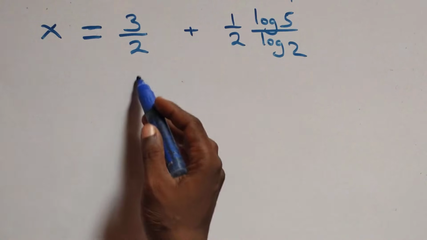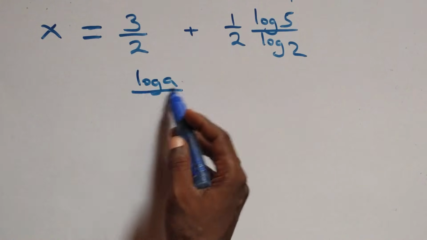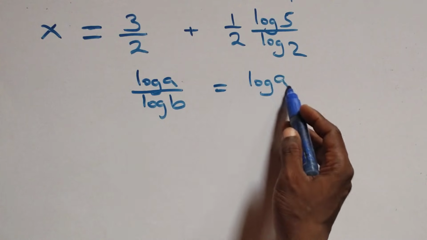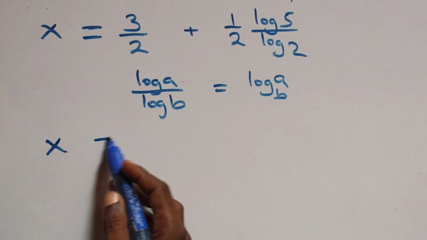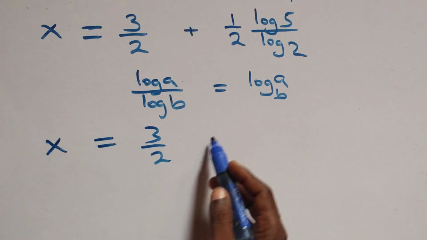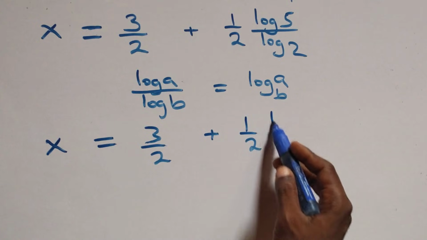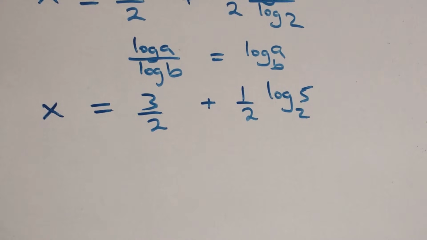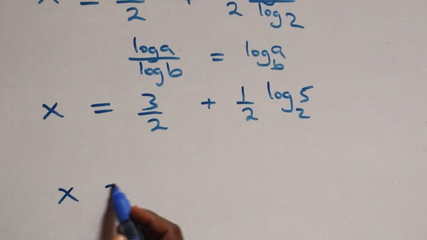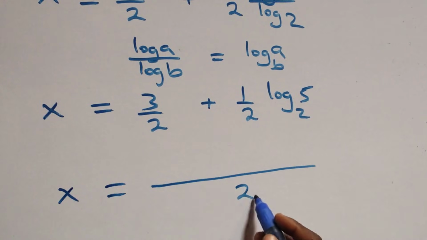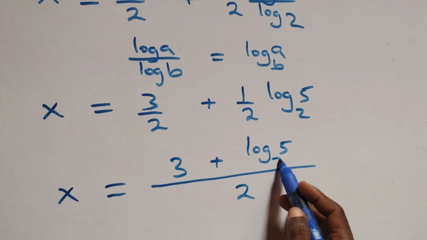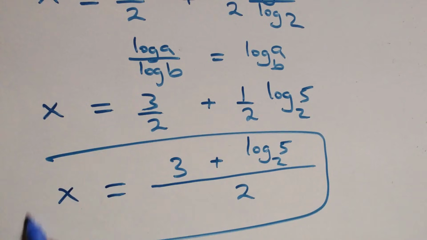Then, next step here, we apply change of base. When we have log a over log b, this is the same thing as log a to base b. That is, here we have x equals 3 over 2 plus 1 over 2 log 5 base 2. Then next step here, we bring this together as one fraction, and we have x equals, the LCM here, that's 2, here we have 3 plus log 5 base 2. That is the value of x: 3 plus log 5 base 2 all over 2.